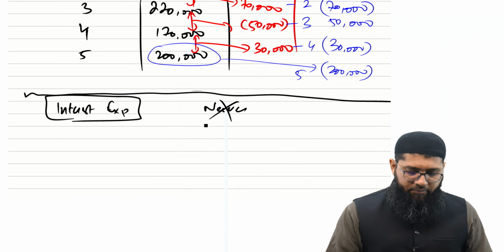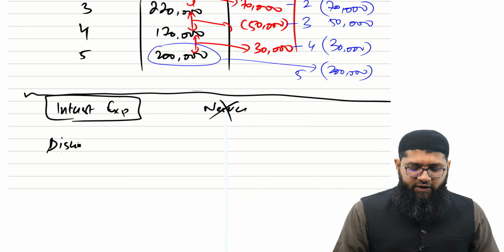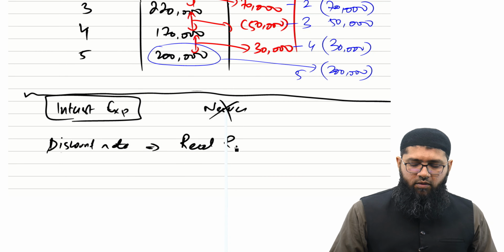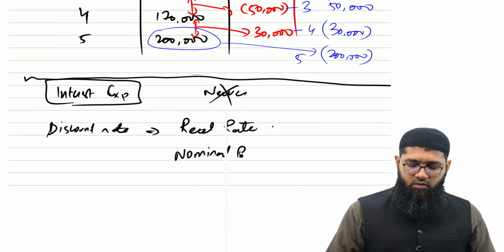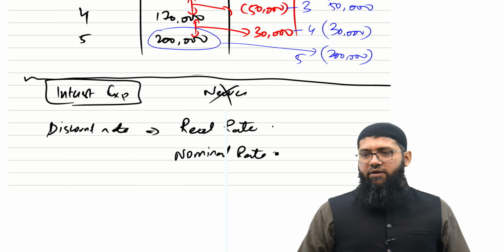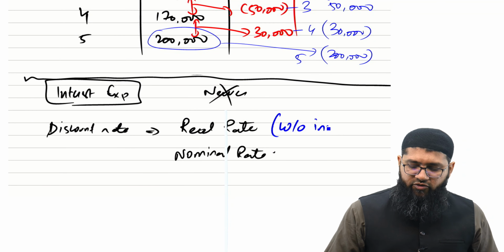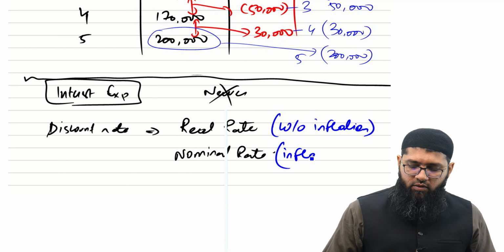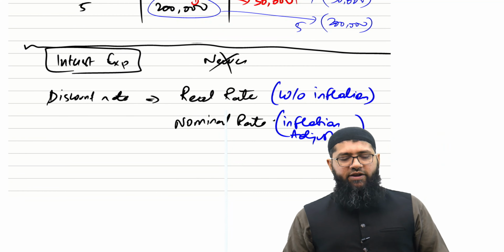Now, for the discount rates, you can get two types of discount rates. You can get a real rate, and you can get a nominal rate. Now what is this real rate? The real rate is without inflation. The nominal rate is inflation adjusted.